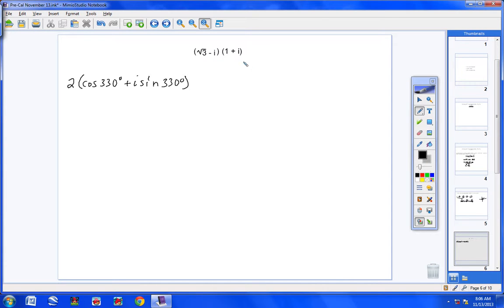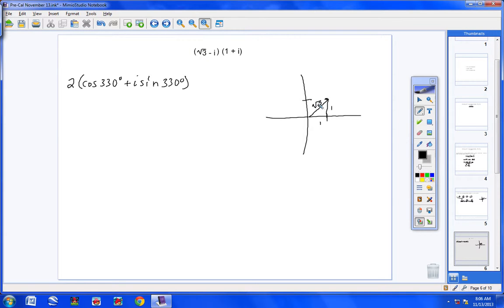All right, let's very quickly write this number here in trig form. So I've got a 1 and a positive 1, so I go over 1 and up 1, positive 1, positive 1. Draw my triangle straight down. This has a length of 1, this has a length of 1. If you were to use Pythagorean's theorem and find this hypotenuse, trust me, you'll get square root of 2.